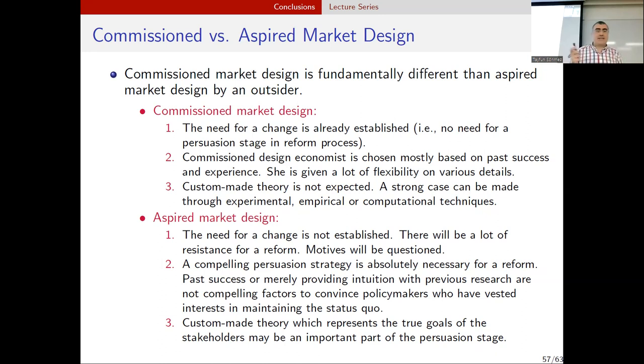Whereas in aspired market design, the need for change is not established. There will be a lot of resistance to reform. Motives will be questioned. A compelling persuasion strategy is absolutely necessary for a reform. Past success or merely providing intuition from previous research will not be compelling factors to convince policymakers who have a vested interest in maintaining the status quo. And custom-made theory, which represents the true goals of the stakeholders, may be an important part of the persuasion strategy. That's what I mentioned, right?